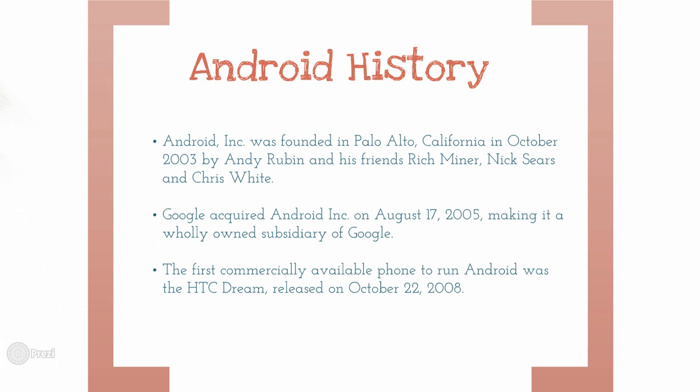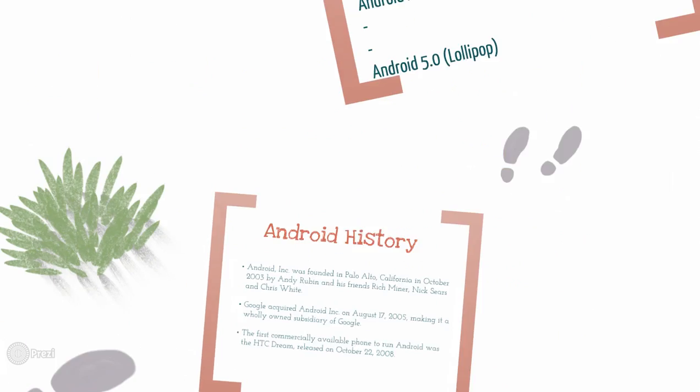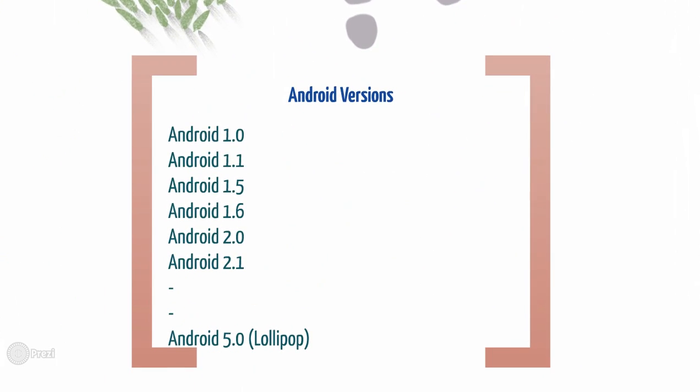Here also, Andy Rubin was the head of the Android development team. In 2008, the first version, Android 1.0, was released. That was the history. Next, you will see the Android versions till now.